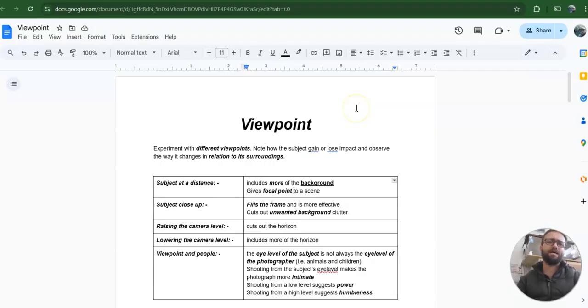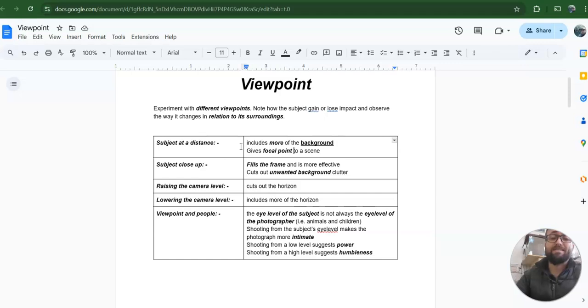So when we are looking at an experiment with different viewpoints, you have to note how the subject gains or loses impact and observe the way it changes in relation to its surroundings. With regards to a subject at a distance, try to include more of the background so that it gives you a focal point to a scene. Then, if you have a subject close up, it fills the frame, and that is a little bit more effective. So you want to try and fill the frame by cutting out any of the unwanted background.